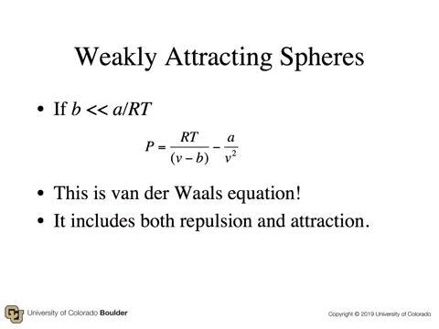So the first term, adding b, essentially adds in the repulsive portion of the potential energy function, and the second term, minus a over V squared, adds in the attractive portion.